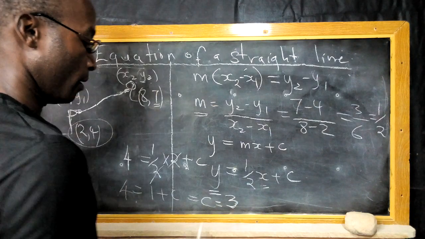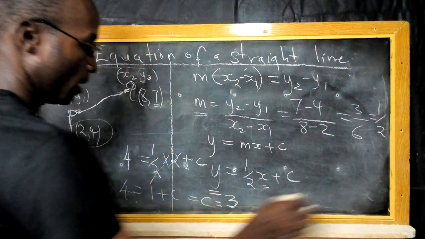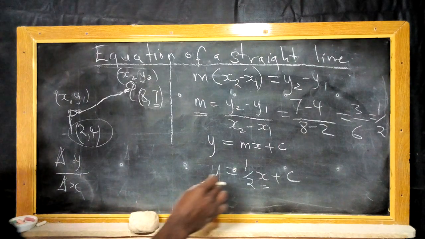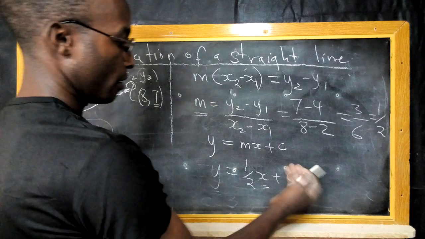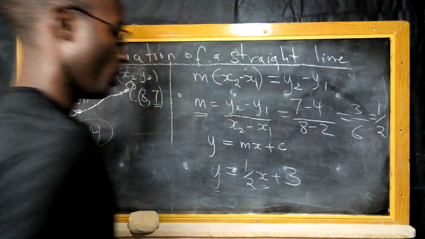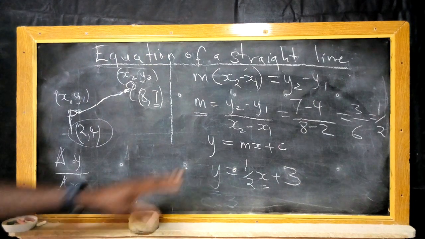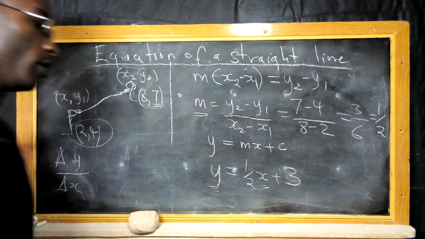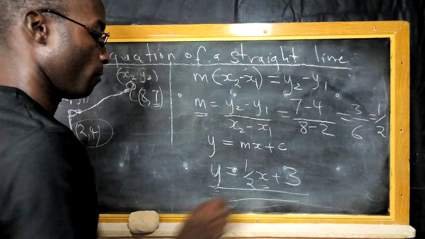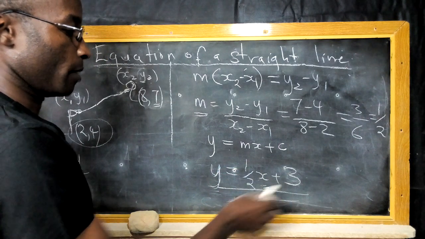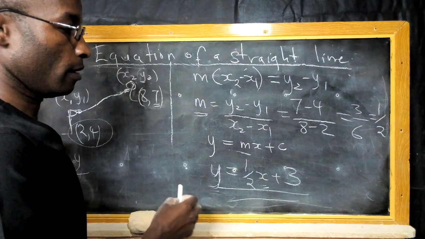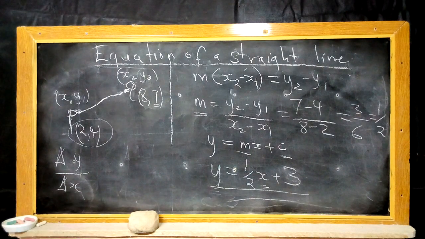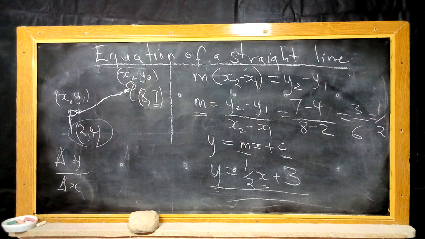C is equal to 3. So substituting for that, our equation becomes y equals a half x plus 3. Which means this line cuts the y-axis, or the y-intercept, is 3. So this equation is in the form y equals mx plus c, where m represents the gradient of the slope and c is the y-intercept, which is a constant, given generally as that.